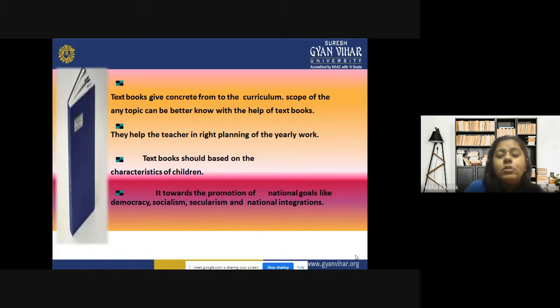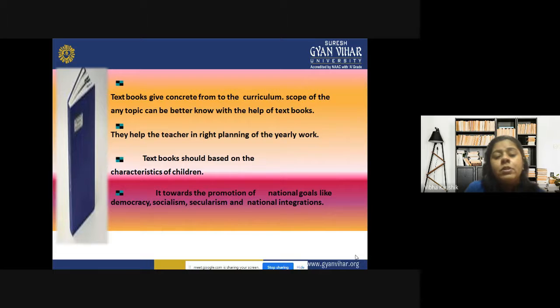They help the teachers in right planning of the yearly goal. Textbooks help the teacher to plan the year's work: how many days are required by the teacher to finish the course, and what activities can be planned by the teacher. In all these things the textbook is helping the teacher.